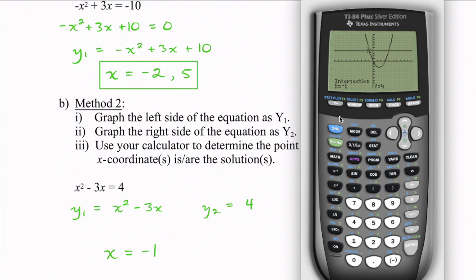And then repeat the process for the other crossing or intersection point right there. So second, trace, number 5 is intersect. Move now closer to the right side to get that crossing point. So right there, enter. Now I'm on the other line, you can see. Click enter, and one more time. Okay, and we got x equals 4. So there are our two solutions.